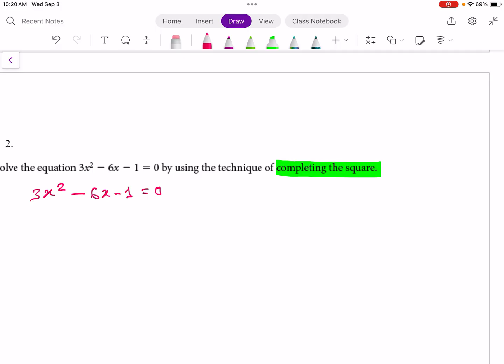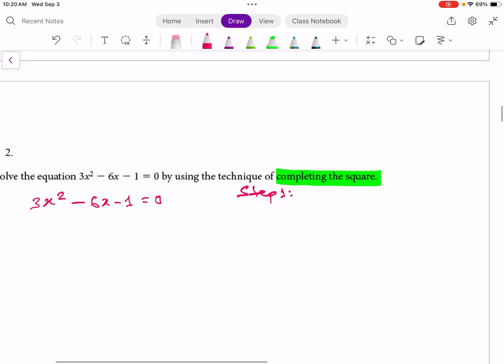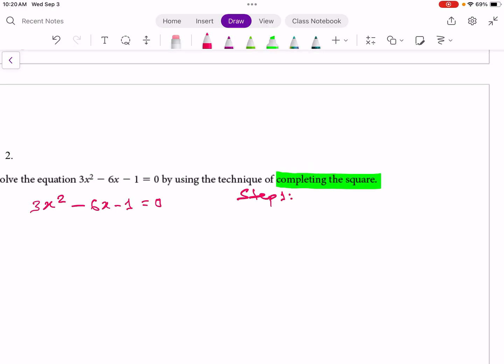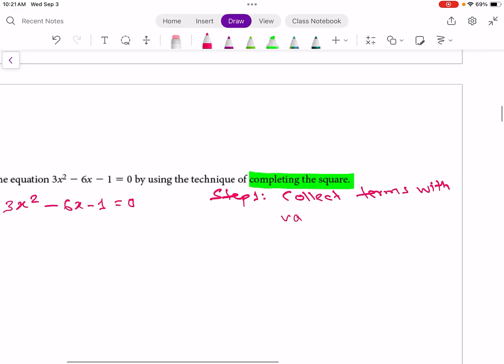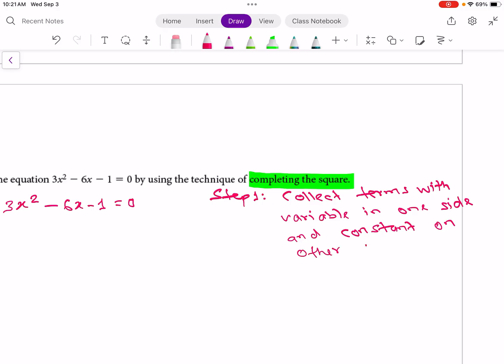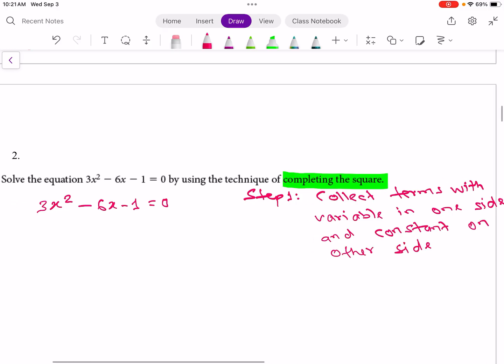And the very first step, so let me write down each step. So step 1 is, we collect the terms with a variable in one side and constant on the other side. Okay, this is the first step.